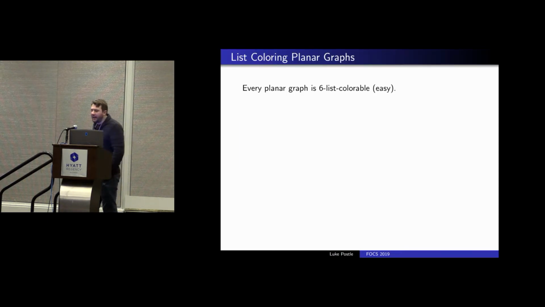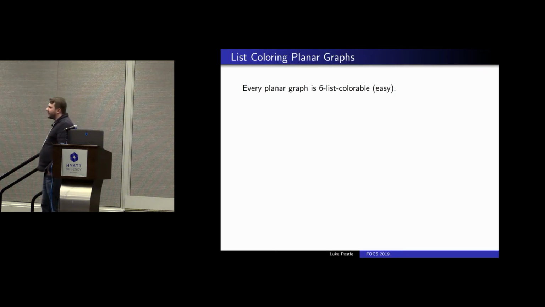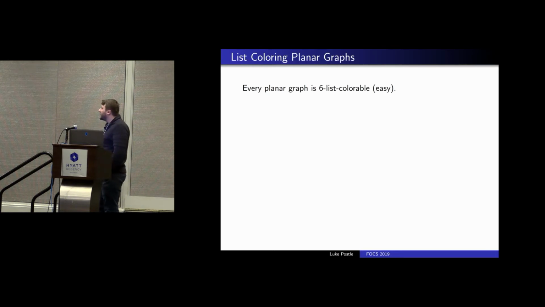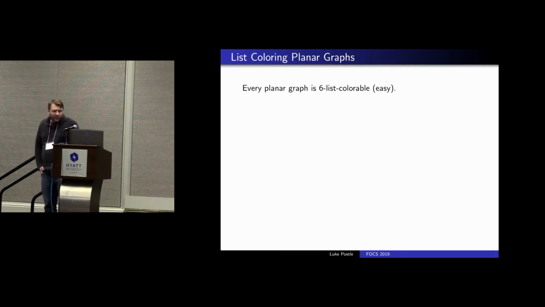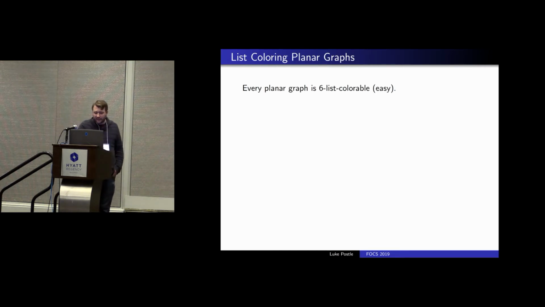So again, we're list coloring, so that's I give you some list assignments. These are assignments of lists to the vertices. I want to color from those lists so that adjacent vertices don't get the same color. For planar graphs, what was known: every planar graph is 6-list-colorable. This is easy, because they're 5-degenerate. You can just color them greedily.